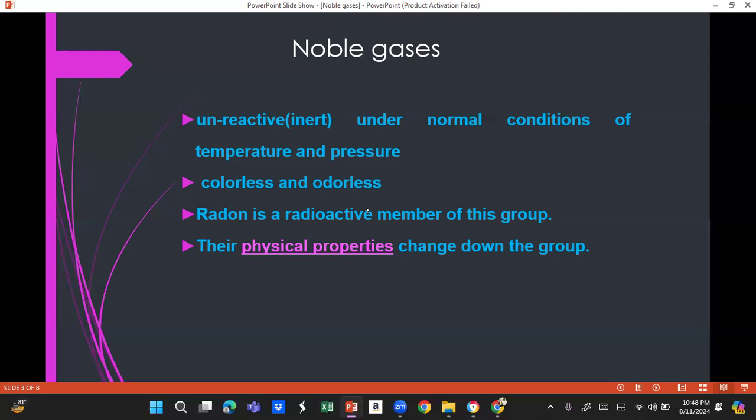So they are not reactive at room temperature. That means they do not combine with other elements, although the latest research shows that compounds of noble gases exist, like XeF4, xenon tetrafluoride. Then about color and odor of noble gases, they don't have any color, they don't have any odor. So you understand? Radon is a radioactive member of this group.